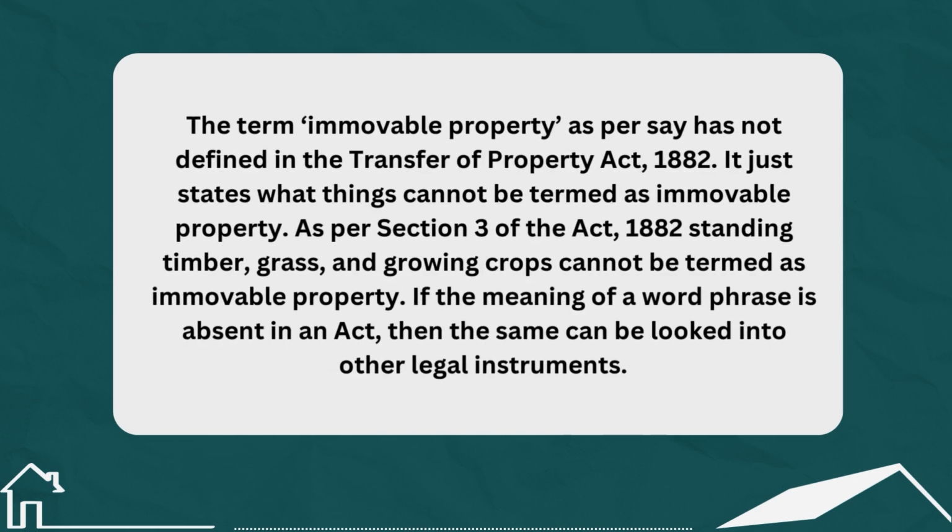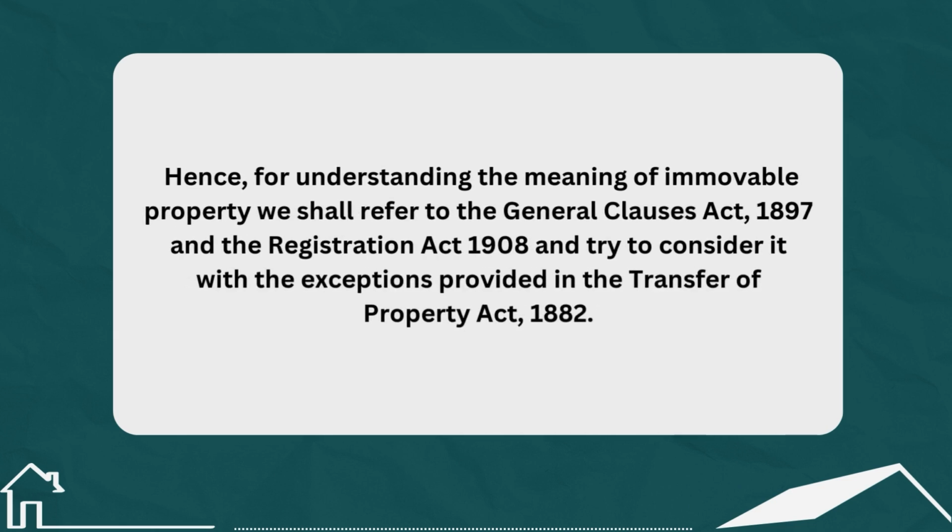The term immovable property as such has not been defined in the Transfer of Property Act 1882. It just states what things cannot be termed as immovable property. As per section 3 of the Act, standing timber, grass and growing crops cannot be termed as immovable property. If the meaning of a word or phrase is absent in an Act, then the same can be looked into in other legal instruments. Hence, for understanding the meaning of immovable property, we shall refer to the General Clauses Act 1897 and the Registration Act of 1908 and consider them along with the exceptions provided in the Transfer of Property Act 1882. The definition of immovable property is very important.